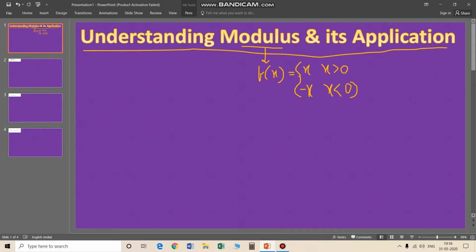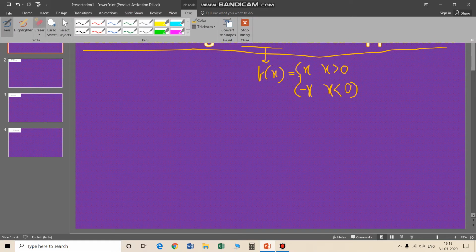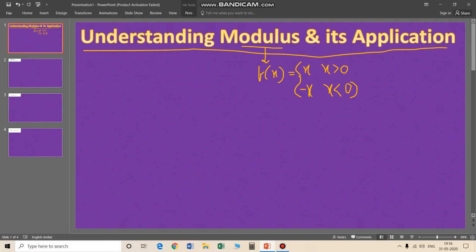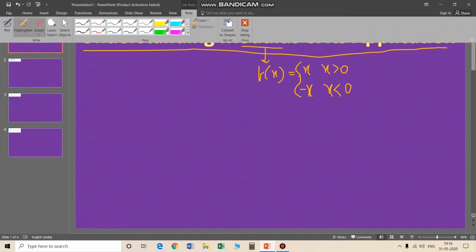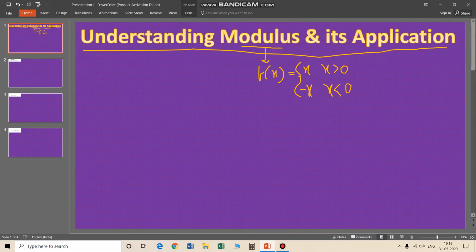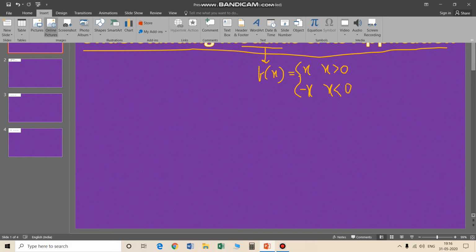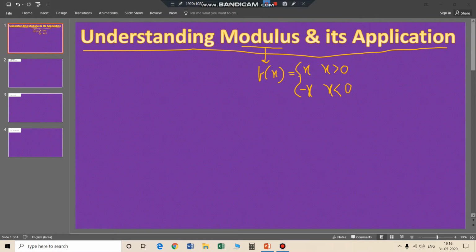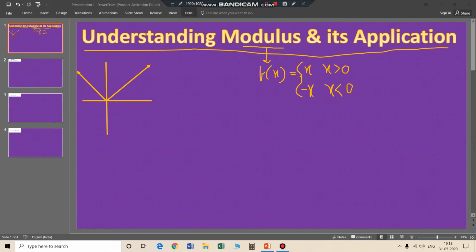No need to give it a bracket here. Let me rub it. Yeah, this is the function. Let's draw a graph. I'm drawing it here. Pausing for a moment. Yeah, I'm back with the graph. This is what the graph will look like.